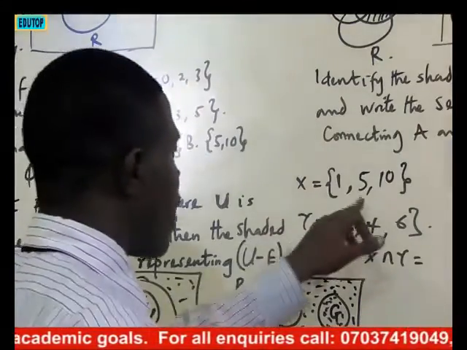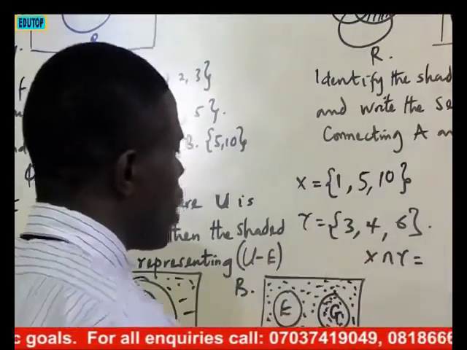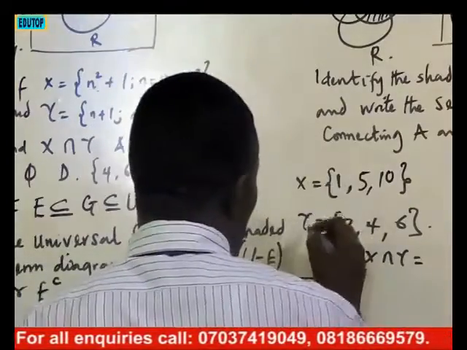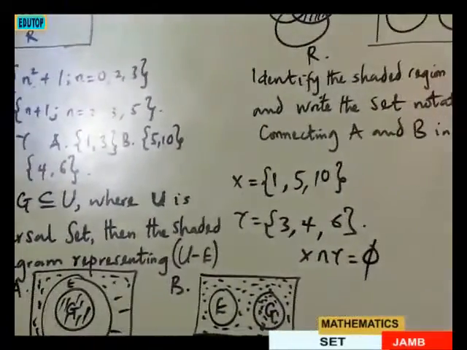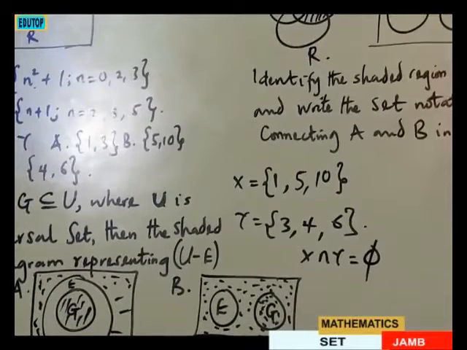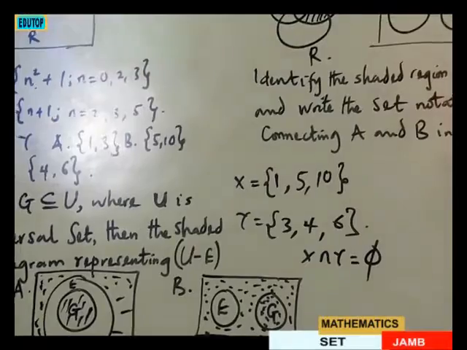1 is here, 1 is not here. 5 is here, 5 is not here. 10 is here, 10 is not here. So automatically, these two sets are said to be what? Disjoint. So that means there is no point of intersection. That means it is disjoint. So we'll go to our options and pick the one that is there. That is C.